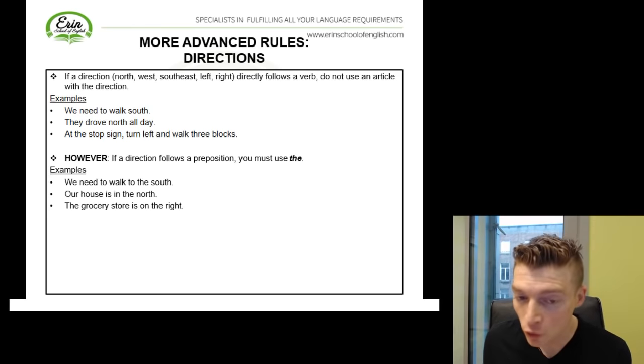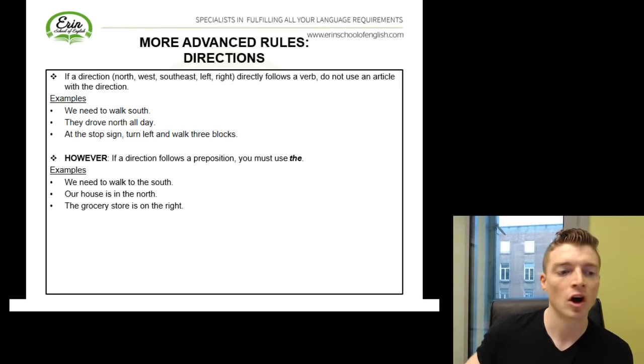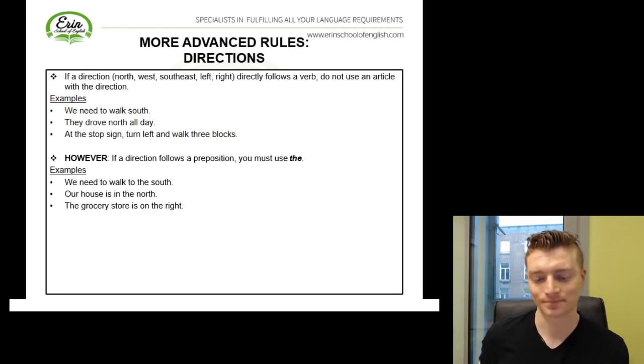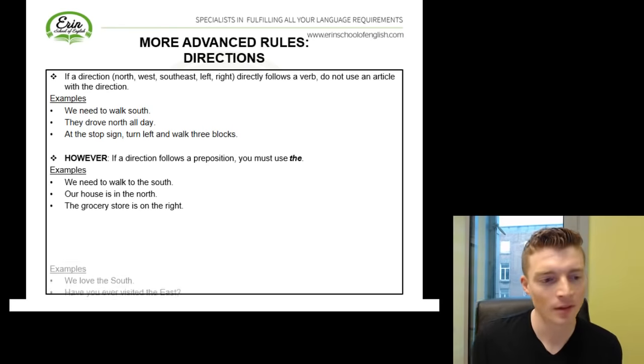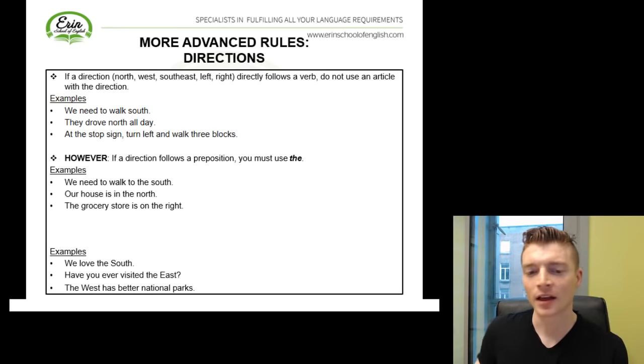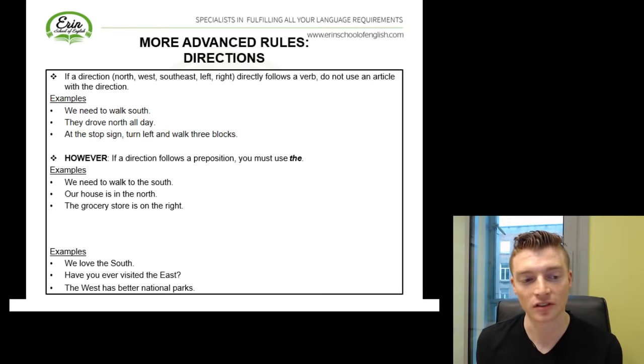Walk to the south. Our house is in the north, on the right. So after a preposition, we use the plus direction. And the last group of examples here. We love the south. Have you ever visited the east? The west has better national parks.